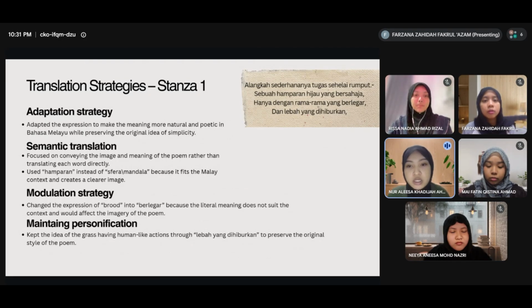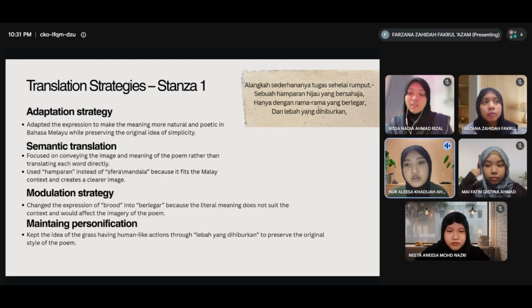I also use a modulation strategy for the phrase "with only butterflies to brood", translating it as "hanya dengan rama-rama yang berlega". This adjustment was made because the literal meaning of brood does not fit the context in Malay. So the expression was changed to better reflect the movement and imagery of butterflies around the grass. Lastly, I maintain the personification element in "and beast to attention" by translating it as "dan lebah yang dihiburkan".